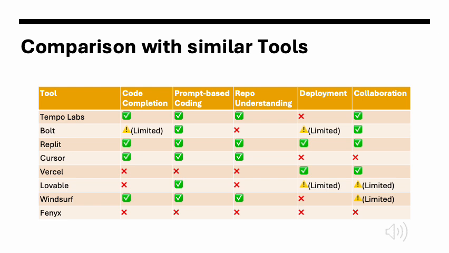Bolt also does some deployment, but it has some limitations again. And coming to collaboration, almost all the apps have it except Vercel and Phoenix, while Lovable and Windsurf have some limitations to it. From all these comparisons, we can see that only Replit follows all the criteria, while Tempo Labs has only one drawback, that is deployment.